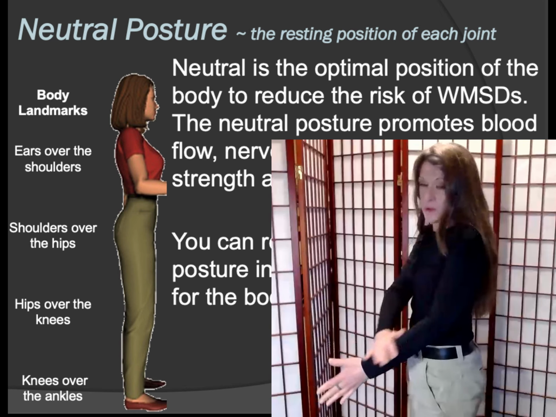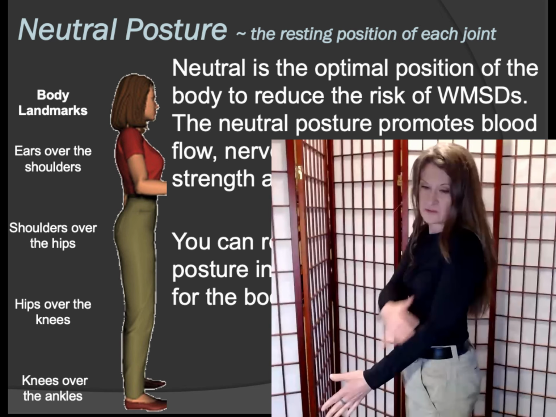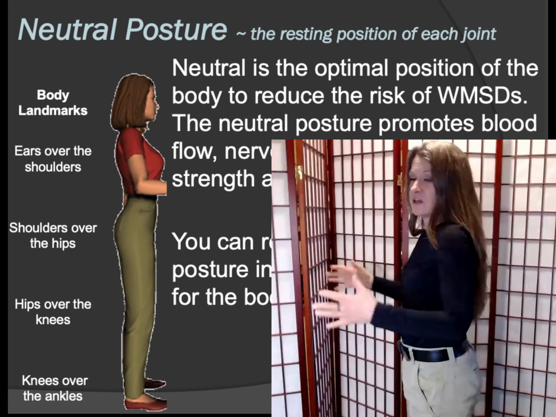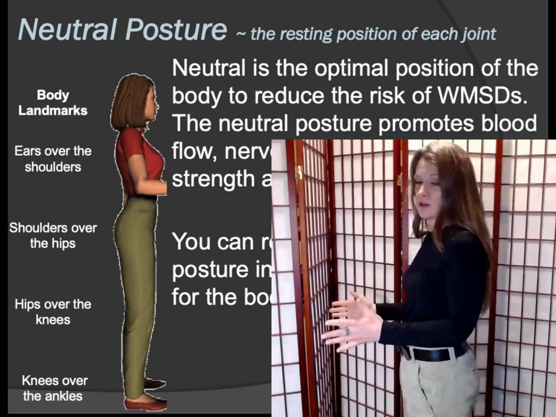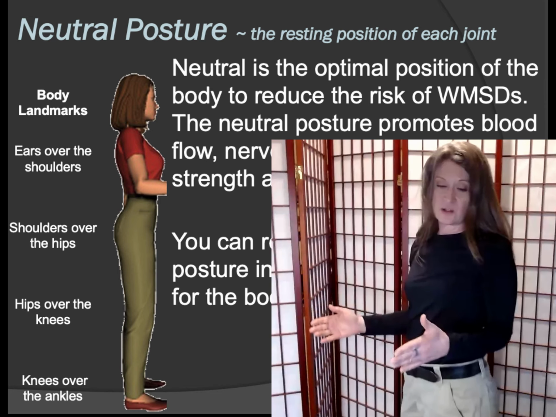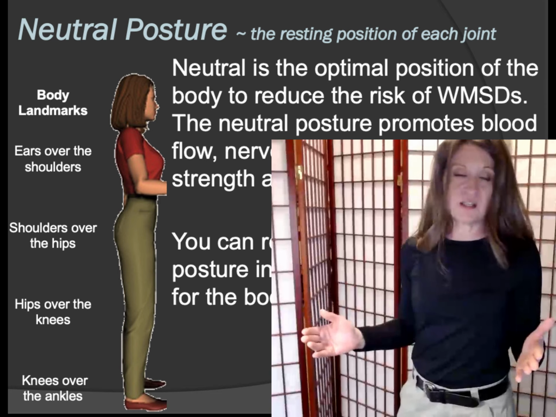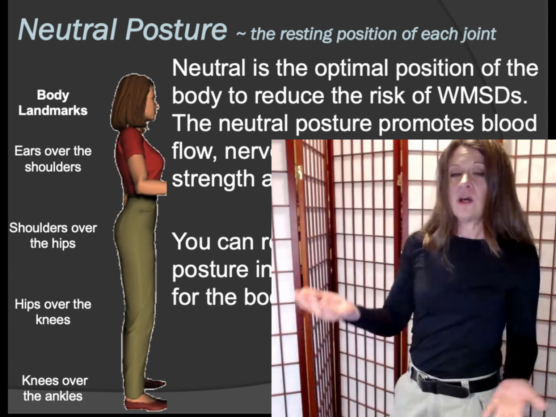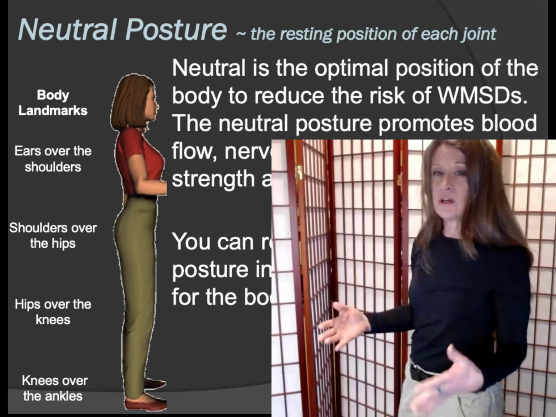The more open the angle, blood can flow, nerves can conduct. The more closed the angle, you're pinching that off. So this is your neutral posture. When you're in the neutral posture, you're the strongest, you're the fastest, you're the most efficient, and you can go the longest period of time because your nerves can conduct, your blood can flow.